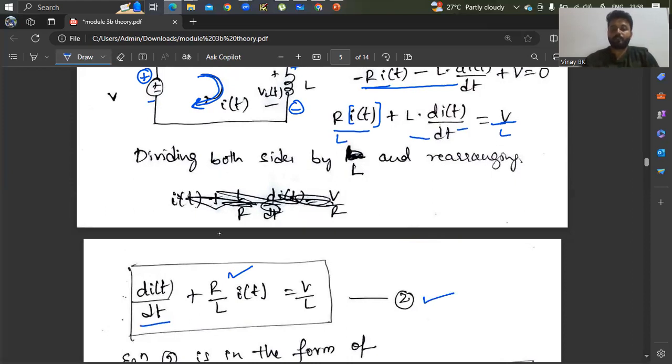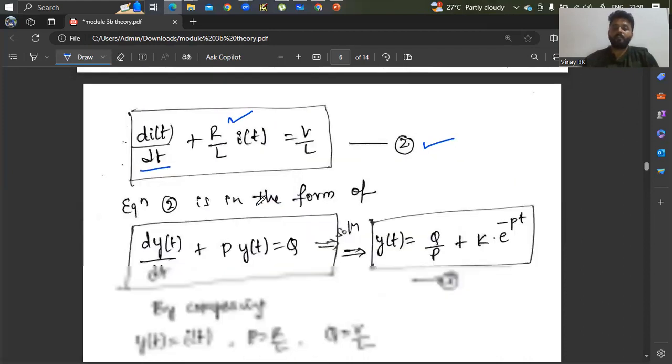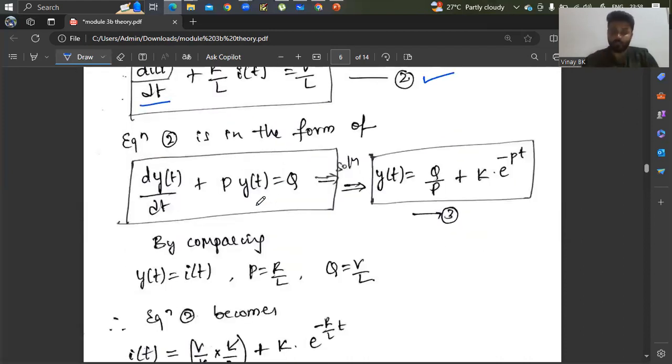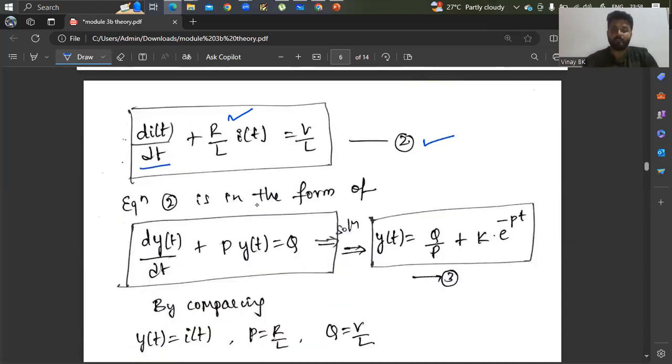Now equation 2 is in the form of a first order differential equation, that is in the form of dy of t divided by dt plus p. This is from mathematics, you will get directly the first order differential equation and its solution. It is in the form of dy of t by dt plus p into y of t equals to q, and the solution of this is y of t equals to q divided by p plus k into e to the power minus pt. So this solution you compare with equation 2, that is di of t by dt. So you're comparing that with that.